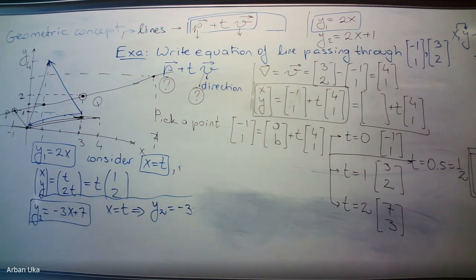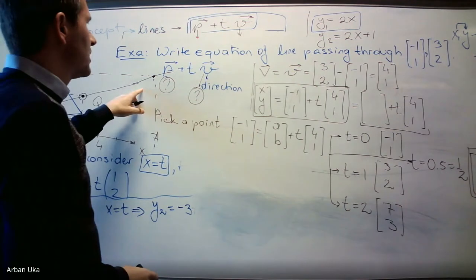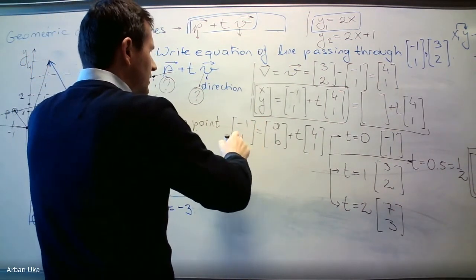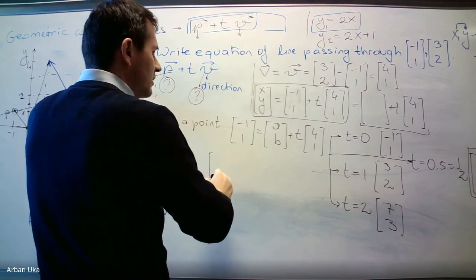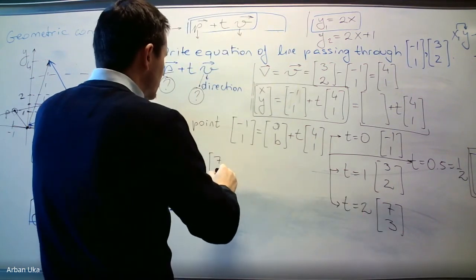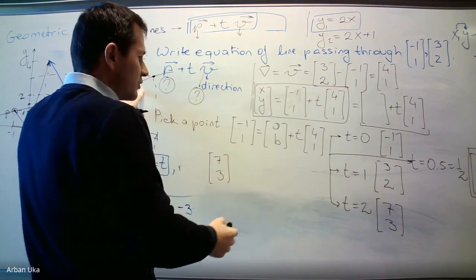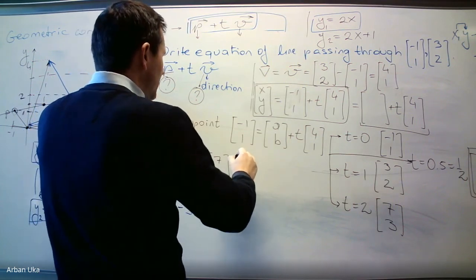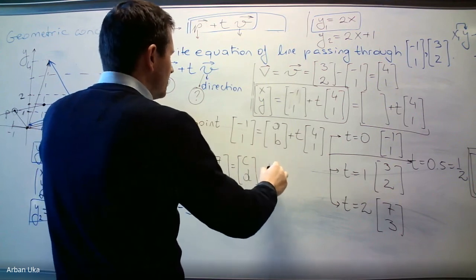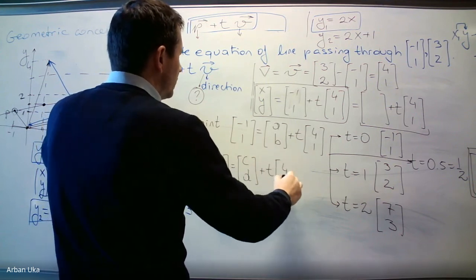Yes, okay, let's do it. For example, let's pick this other point. Let's say that apparently we show that (7,3) is a point on this line, right? It looks like it's going to be something like this. So this is going to be equal to CD plus t times (4,1).